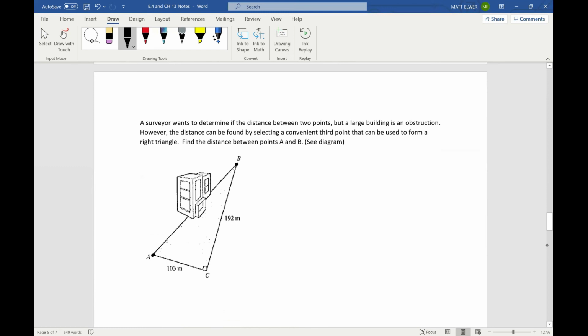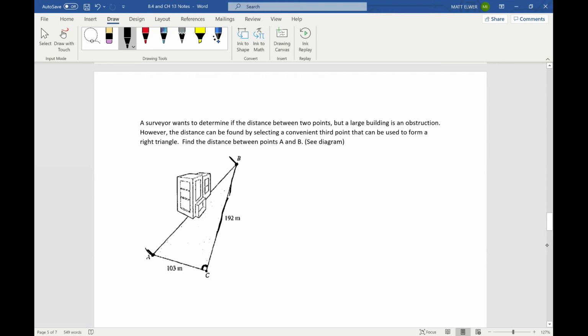One thing that we can do, though, is find a third point that's at a right angle from B, right? So we can say, let's go out 103 meters, and then go all the way up to B, and this is a right angle. So we can use the Pythagorean theorem here to find the length between A and B. We don't know what that is yet, but we can find it out pretty easily.